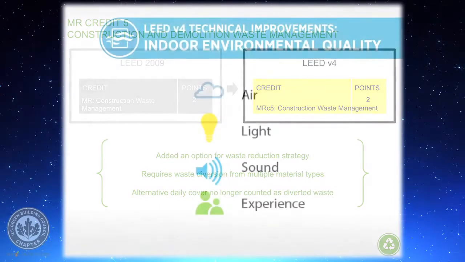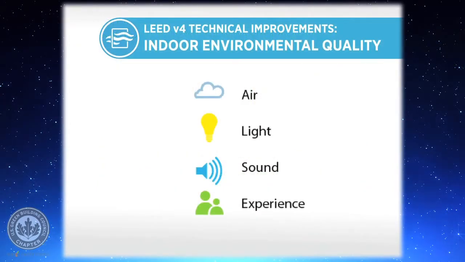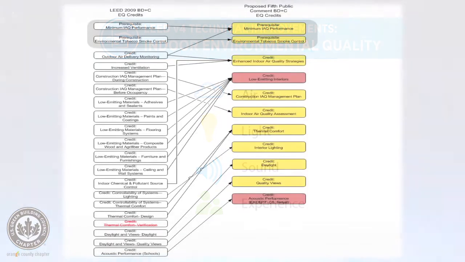In the EQ category, we've done some reorganization to more clearly articulate the goals of improved occupant experience and productivity around issues of indoor air, light, sound, and occupant experience. So this is a category where I personally think it looks a lot better in version 4. It's extremely long on the other side, and we've done some consolidation, like I said, around these key areas to have a little bit more intuitive credits.